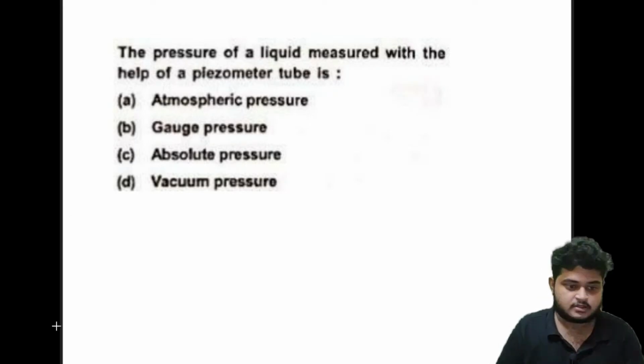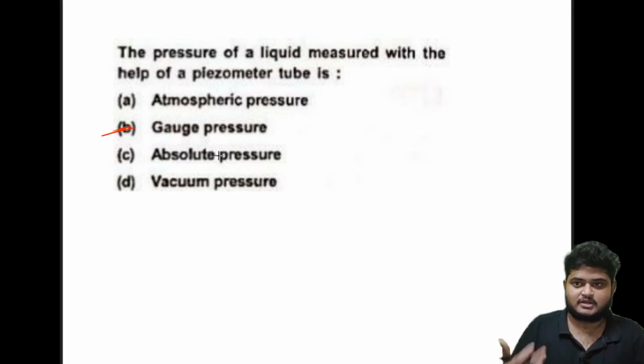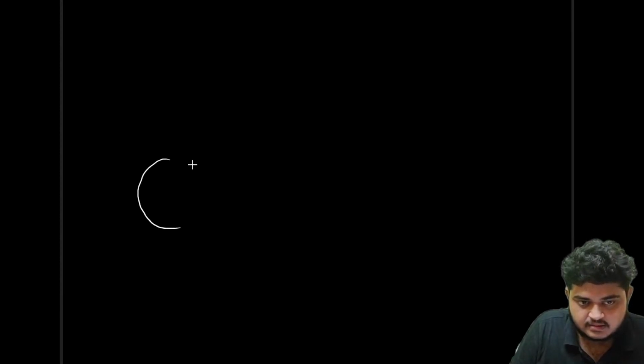So it will be gauge pressure. Obviously, the piezometer is a device or a tube which is actually used to measure the gauge pressure. So how does the piezometer look? If this is a flowing pipe, let us suppose there is water, and the liquid is flowing, right?